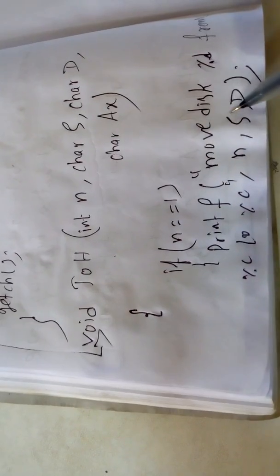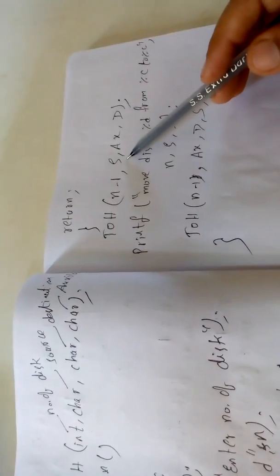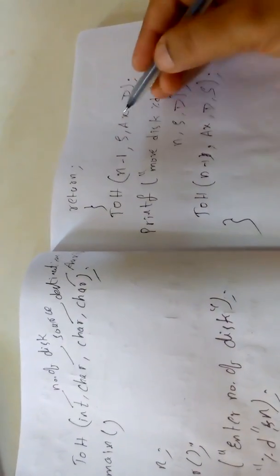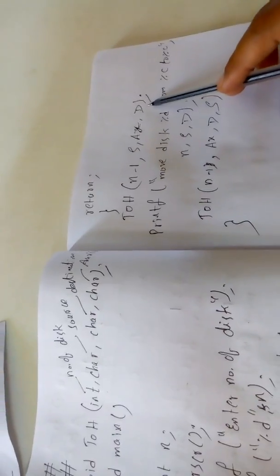Then getch. When we call the function, the compiler automatically enters the function definition part. So in the definition, these are the formal arguments. N, S is a source, D is a destination, and AX is an auxiliary. If you have only one disk, just transfer that disk from source to destination directly. Return. Suppose more than 1, then n minus 1, source, and the auxiliary will act as a destination. Then printf, and this has to be called by itself. The iteration has to be repeated.